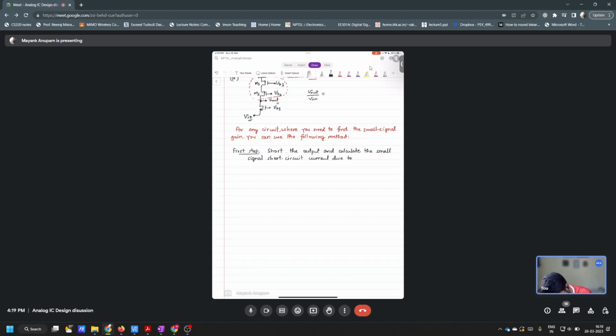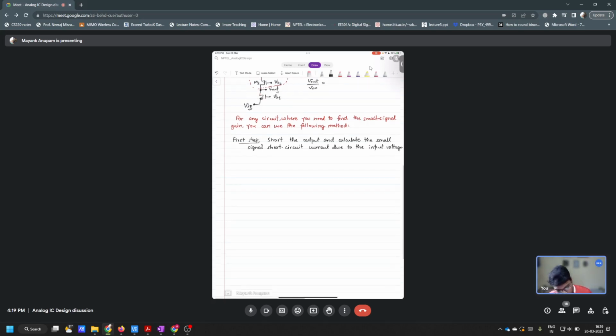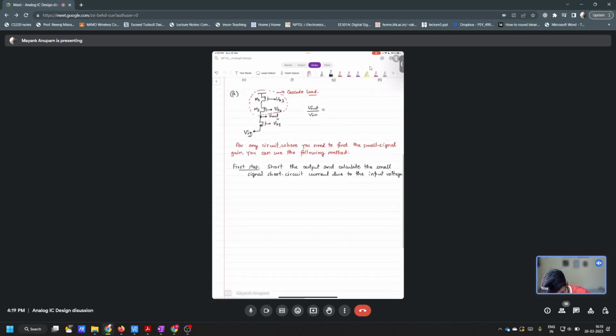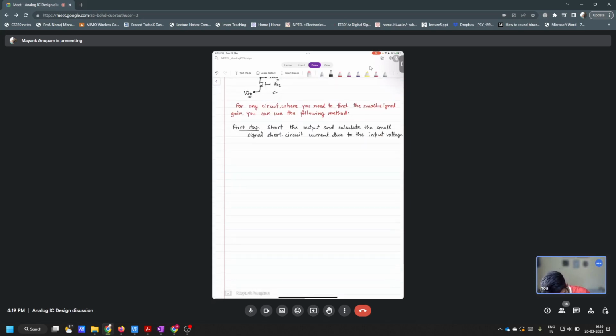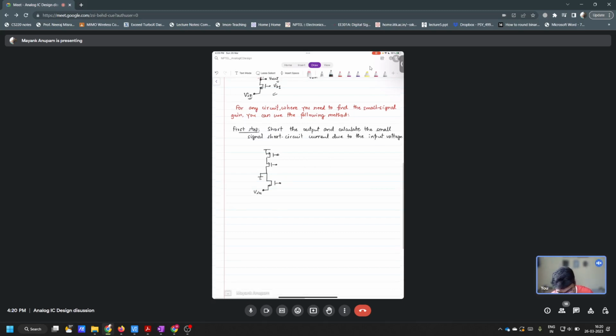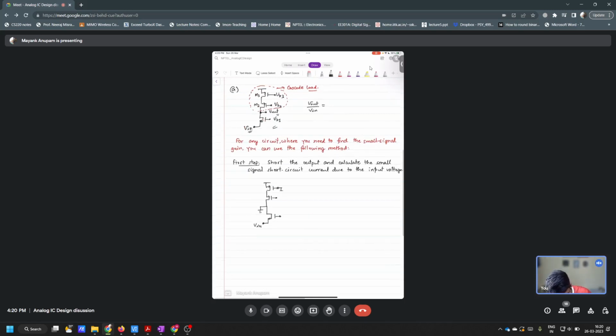Due to the input voltage. Okay, so what do I do first in this circuit? I first short the output. The output is shorted at first. These two are left as they are, and this guy is shorted here, and then we have this NMOS and this input. This is VB1. By the way, all the biases are also grounded. These are also shorted because we are talking about small signal.